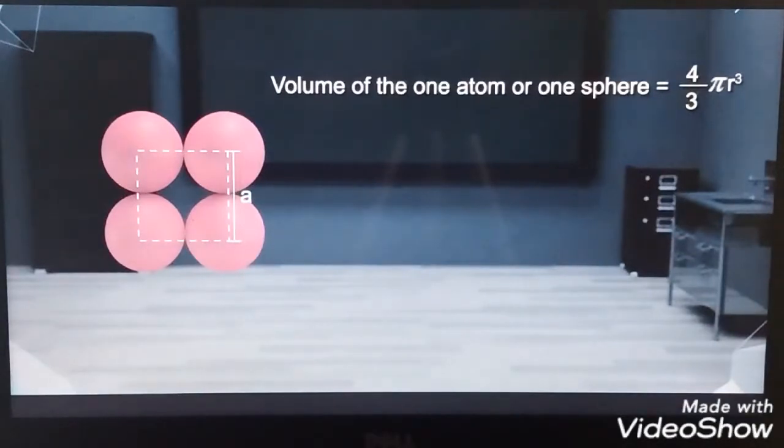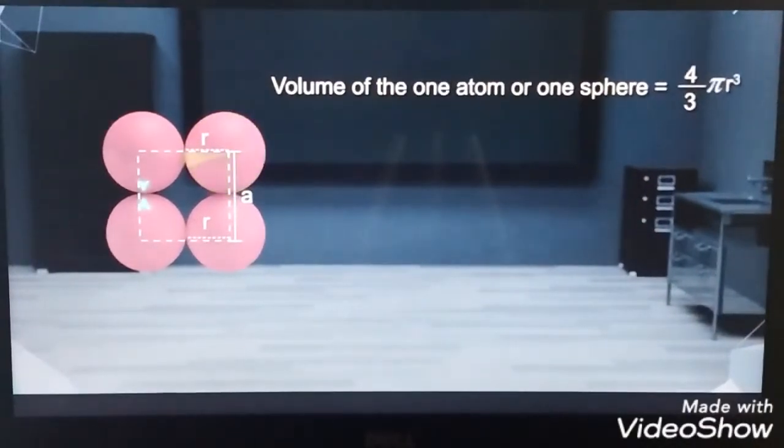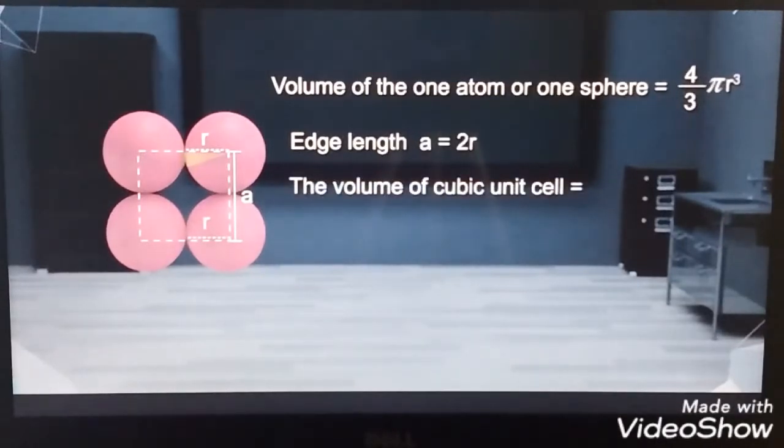Let a be the edge length of the unit cell and r be the radius of the sphere. The spheres at the corners are touching each other. Then we have the edge length a equal to 2r. The volume of the cubic unit cell is equal to a³, which is equal to (2r)³, which is equal to 8r³.